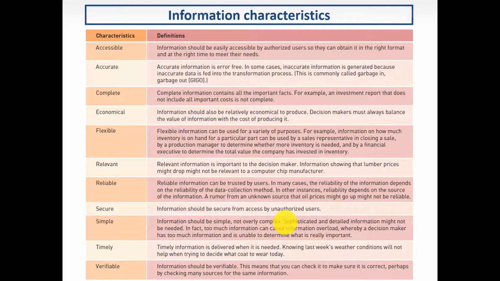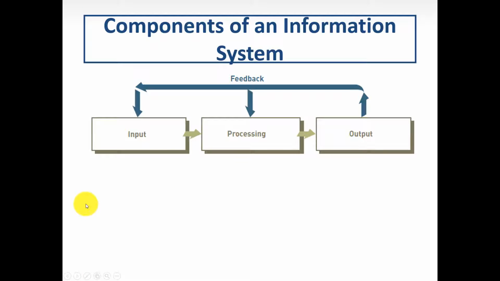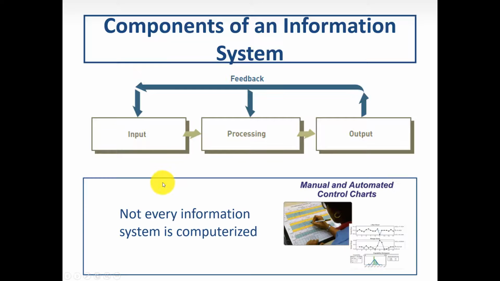And of course, it should be verifiable, because that means that you can check it to make sure it is correct. So we want to validate it. We can check it by, for sure, other sources. So we can always validate that information. So you see, we have a long list of characteristics, and believe me, not always every piece of information in business complies with this list. Okay, so the components of an information system are basically inputs, outputs, and processing.